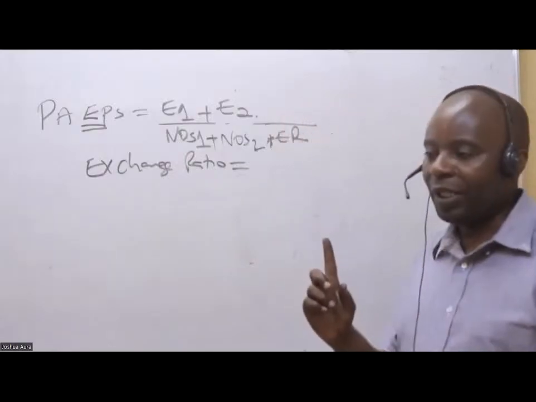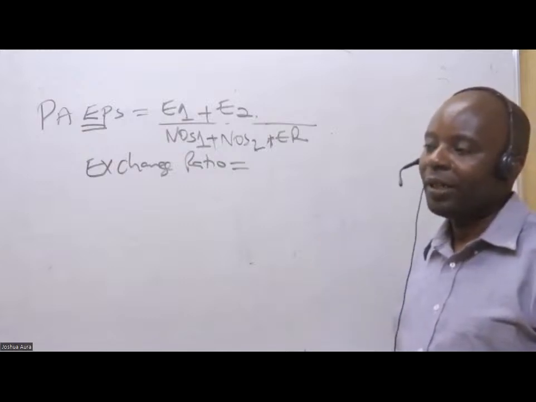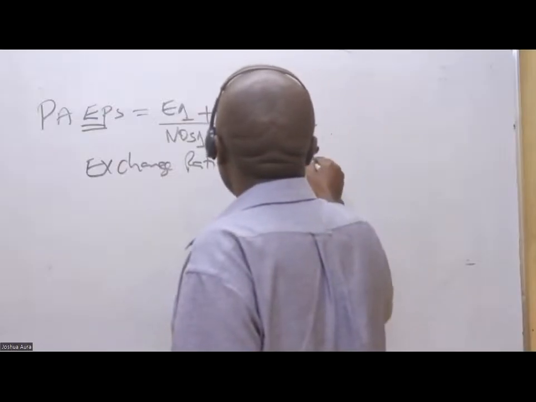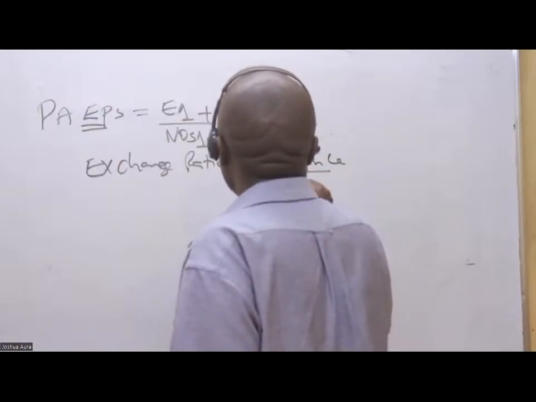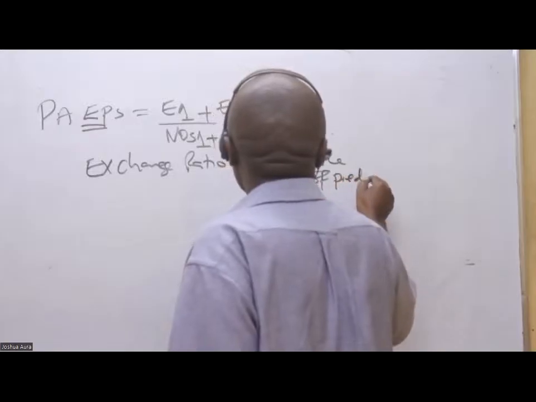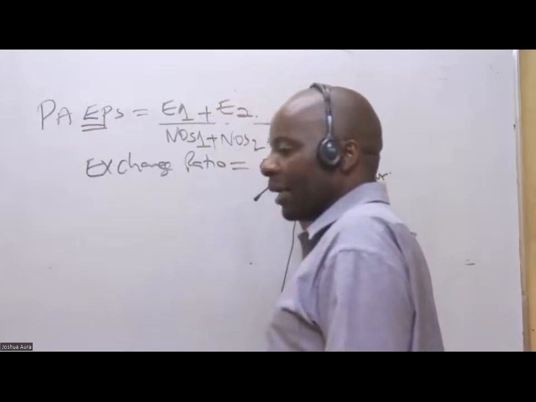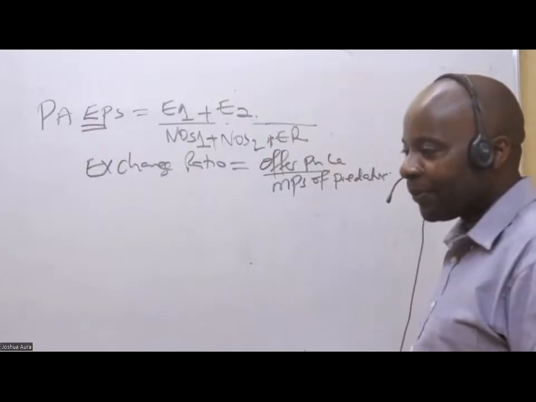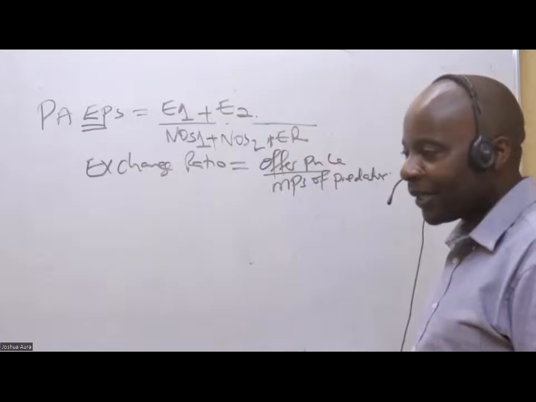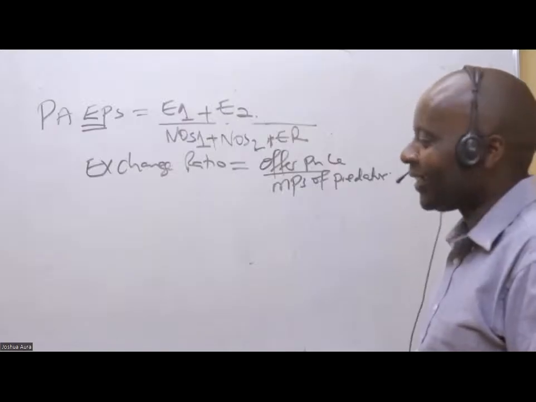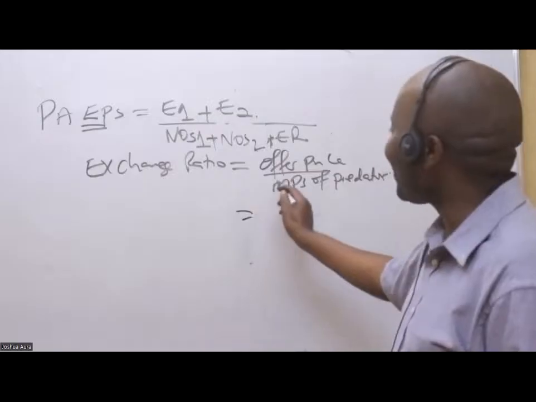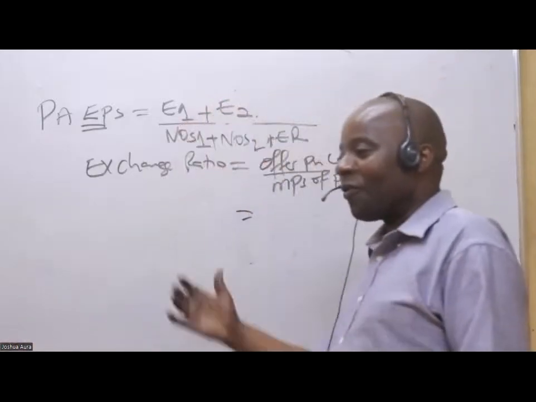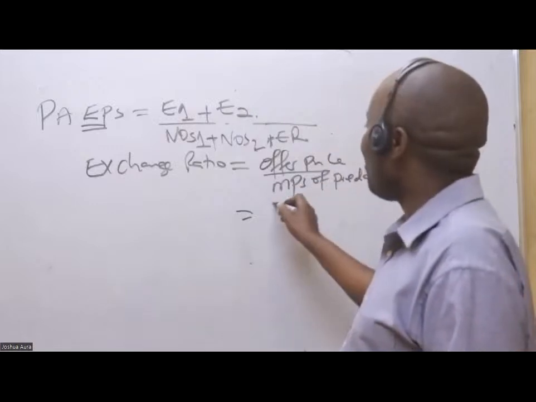Thank you very much, David. Exchange ratio is the offer price all over MPS of the predator. These are marks which are coming straight away to me. So the offer price is how much? In this question, what is the price which has been offered? In this question, the offer price is 30.